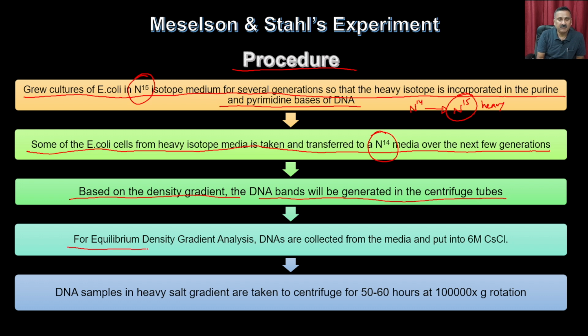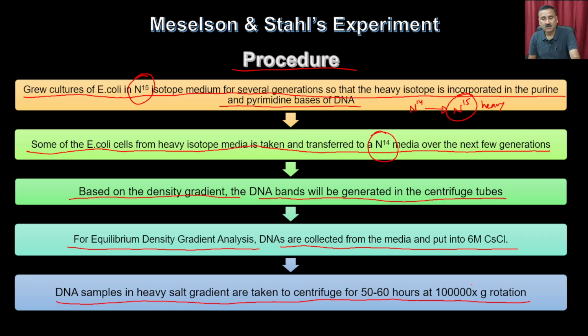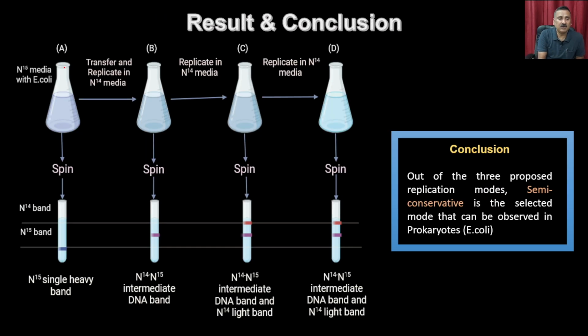For equilibrium density gradient analysis, the DNA is collected from the media and put into 6 molar cesium chloride. The DNA sample in the heavy salt gradient is taken into the centrifuge for 50 to 60 hours at 1 lakh g. So, this is what exactly is going to happen when you have the E. coli in the N15 media.